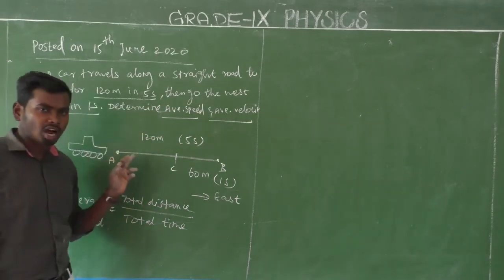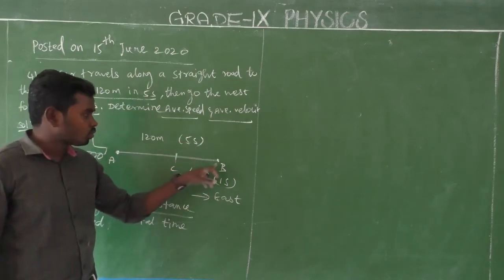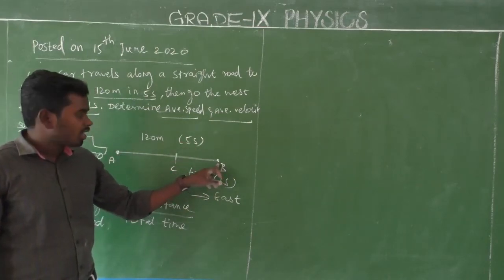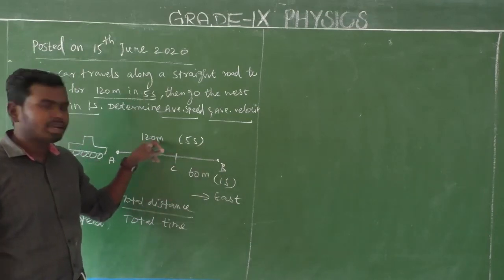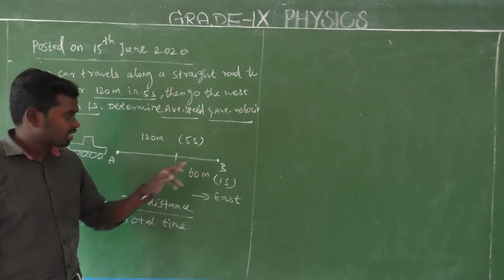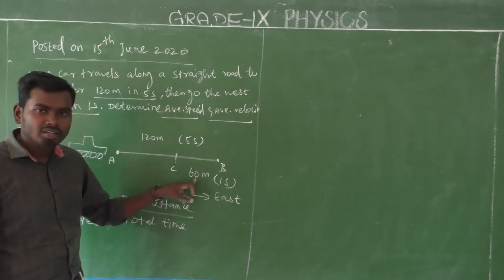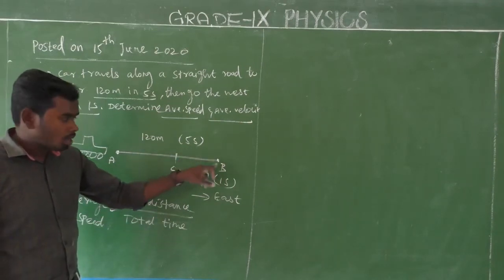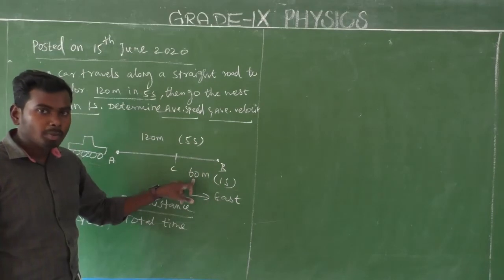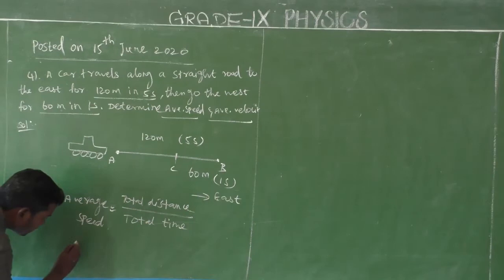Here the car starts moving from point A. Then after 5 seconds, the car comes to position B. Is it clear? Here, how much distance has that object covered? That is 120 meters. Again, look at here. Again the car moves along the same path and covers 60 meters. So total distance how much? 120 meters plus 60 meters, that is equal to how much? 180 meters.